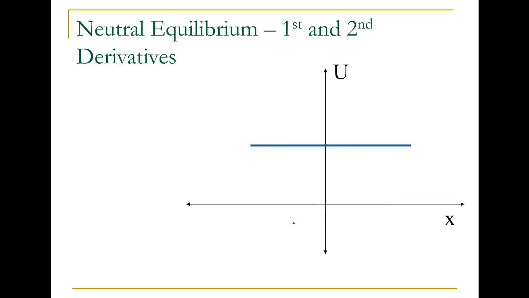Finally, we can have a neutral equilibrium. Let's say that u is just equal to k. Then the force is negative du dx, which is just 0. I put something down here, and it's just going to stay there. There's going to be no force. So that's a neutral equilibrium.